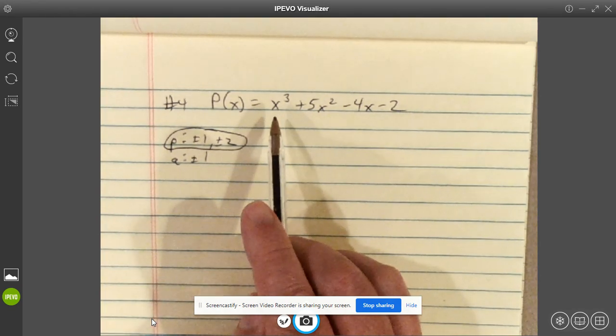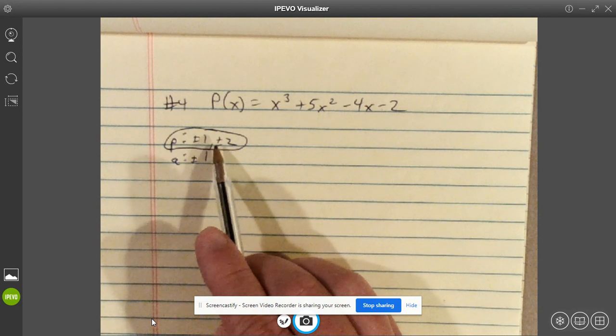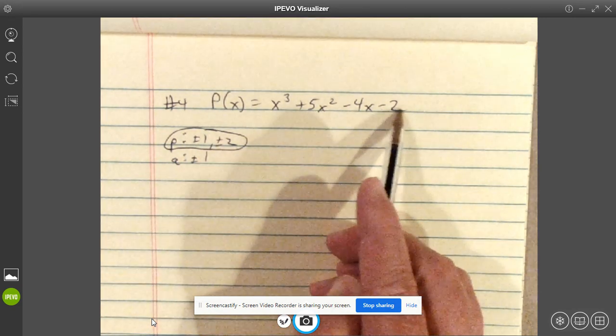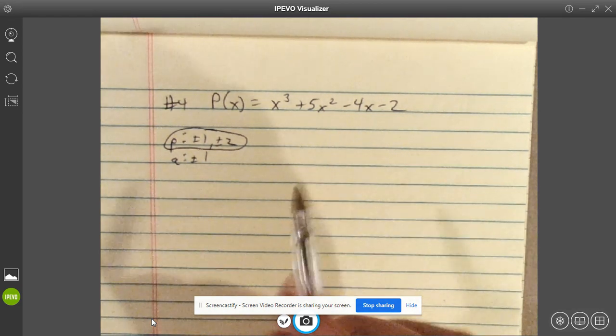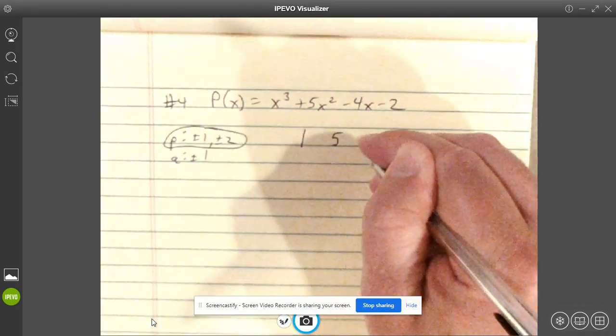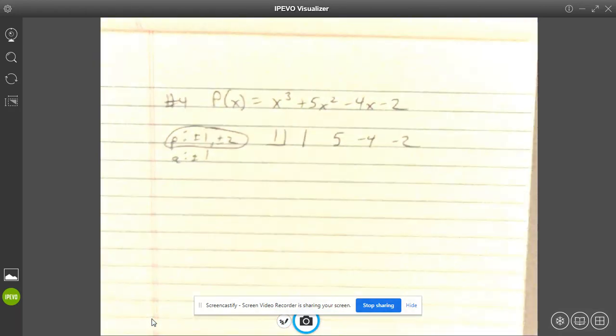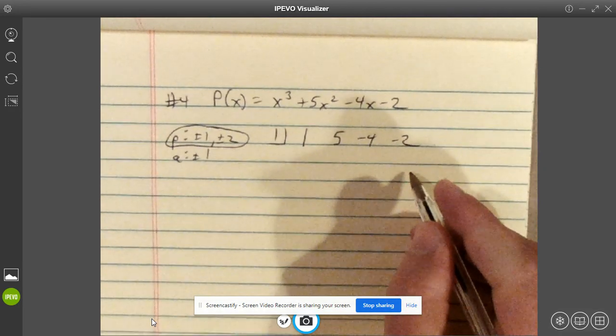Now, so here's what I notice. Since this is a cubic and I have one of the roots, I can use synthetic division to get this down to a quadratic, and then I can find the others from there. So I'm going to do synthetic division. 1, 5, -4, -2. And I'm going to do synthetic division by 1. Again, I know this better give me a remainder of 0.